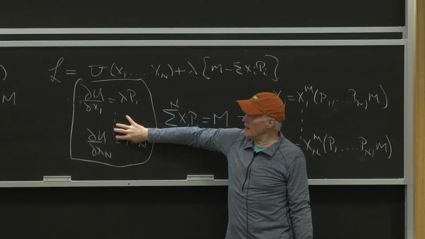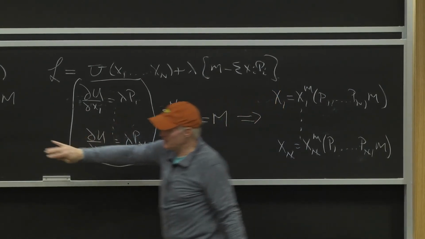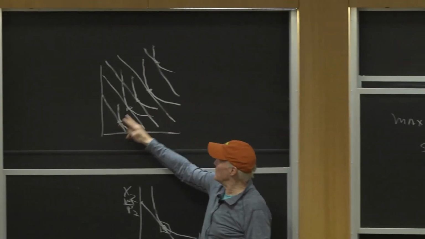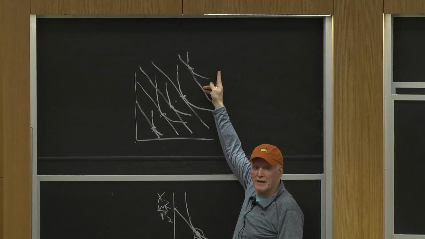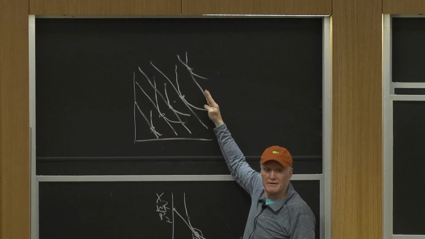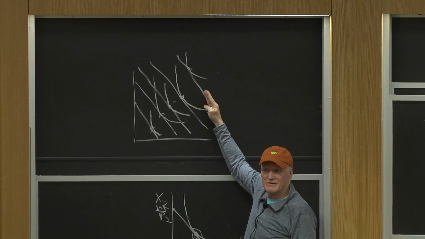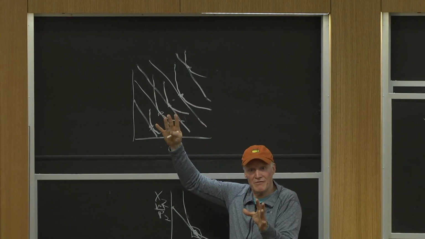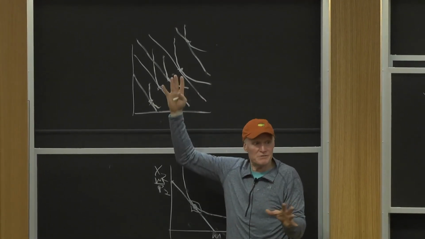And then what I'm doing differently is just how I'm labeling those equilibrium points. In the one case, I'm labeling by the utility level you're on, and in the other one, I'm labeling by the budget line you're on. People get the idea? It's the same set of points, it's just that in one case it's indexed by the utility level, and in the other case it's indexed by the budget level.